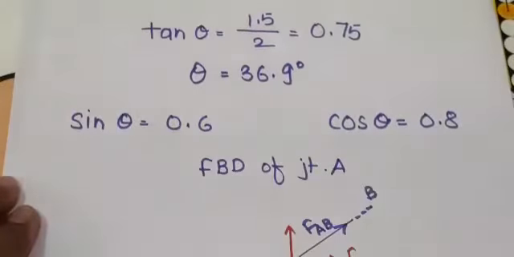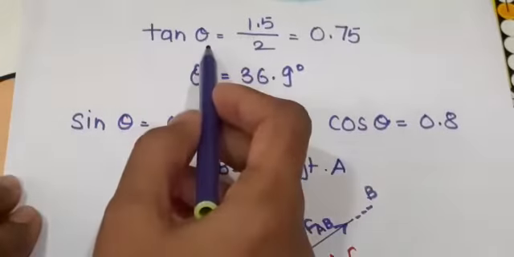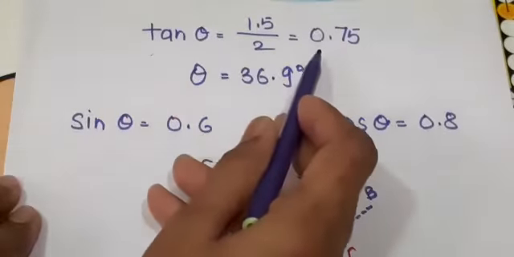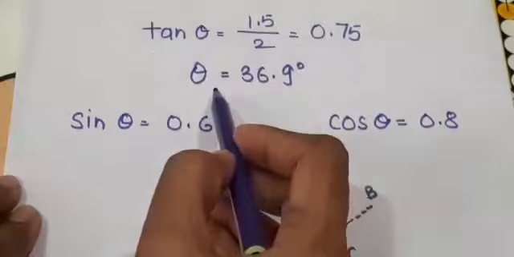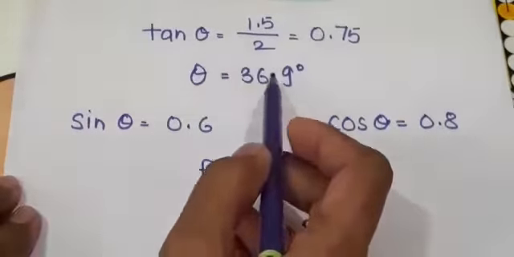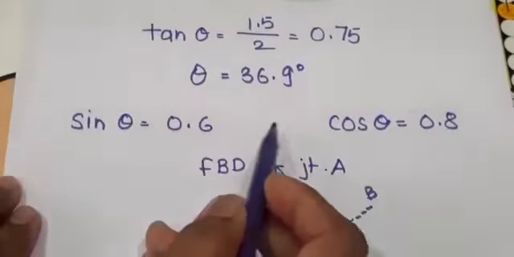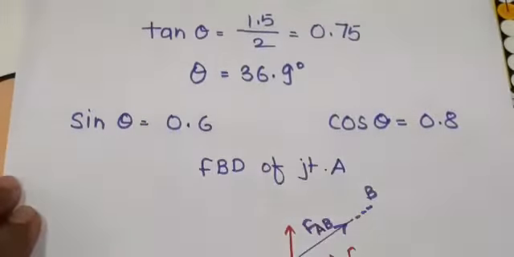Then according to geometry we have to find the angle theta for further calculation. Hence tan theta is equal to 1.5 by 2 is equal to 0.75, and from this we get the value of theta, that is 36.9 degree. From this, sin theta is equal to 0.6 and cos theta is equal to 0.8.